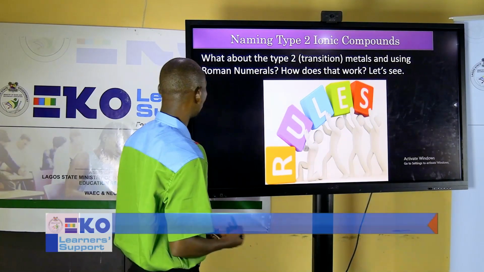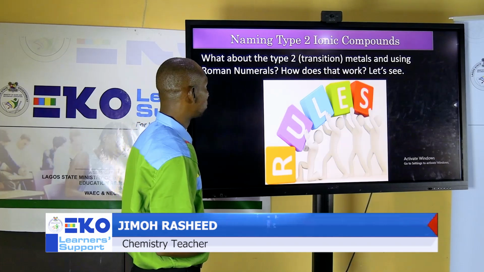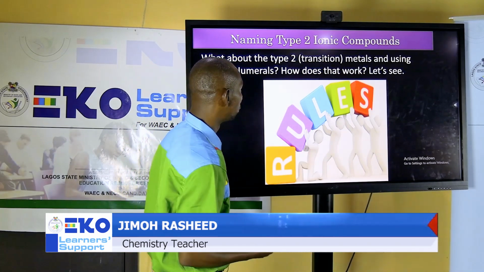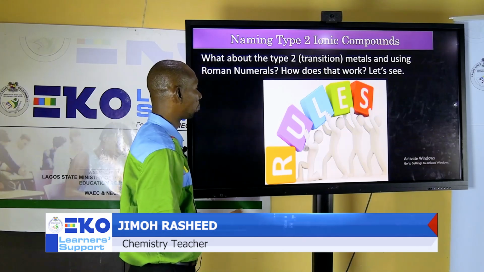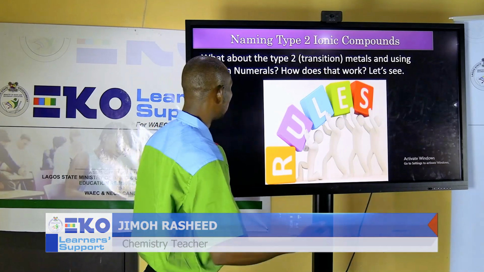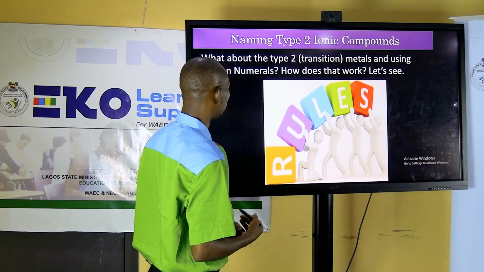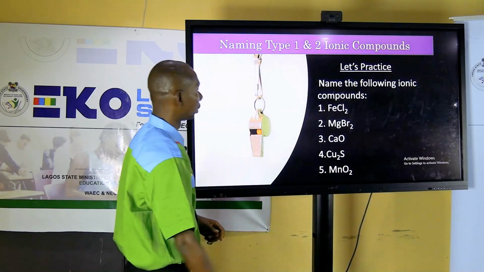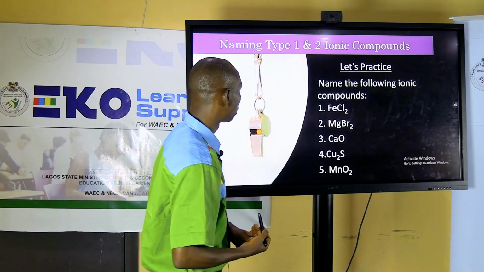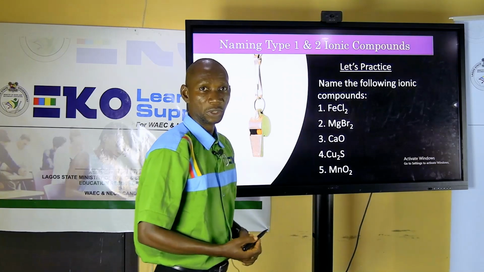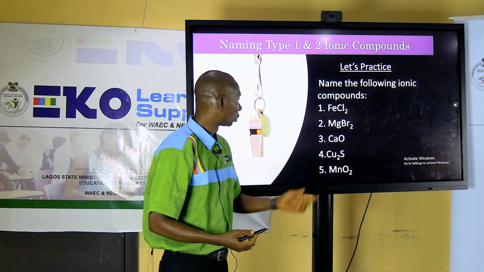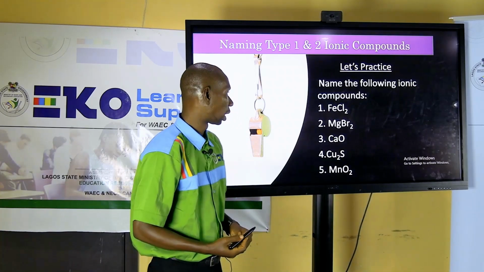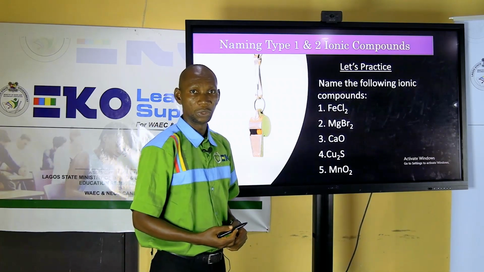So the rules have been set clear for naming type 2 ionic compounds. You name the cation, put the charge in parentheses in Roman numerals, and then change the name of the anion. So how does it work? Let's actually try and practice with this. I'm giving you a few minutes to attempt this, and let me see what you are able to come up with.